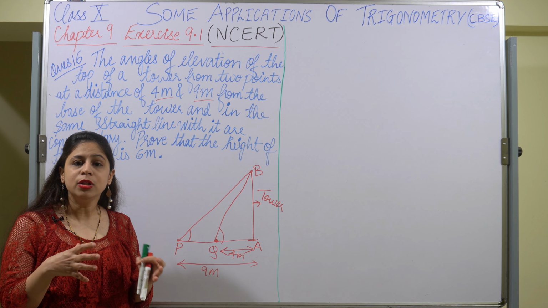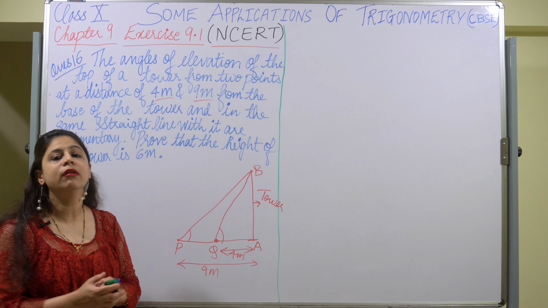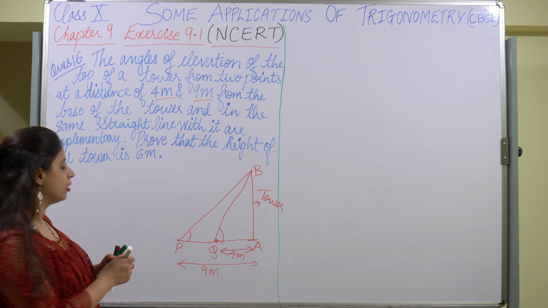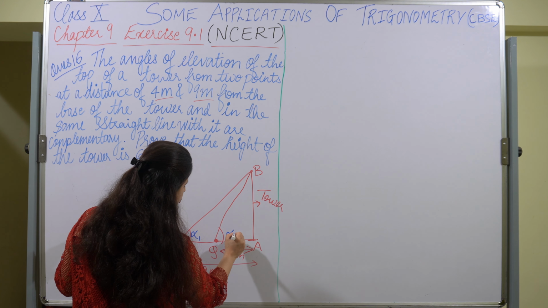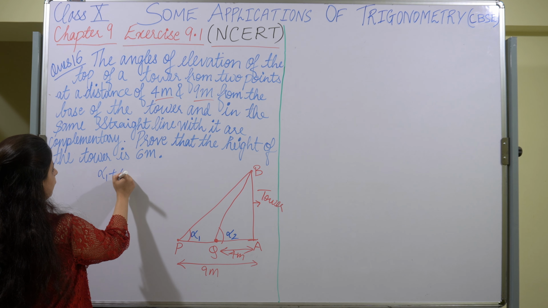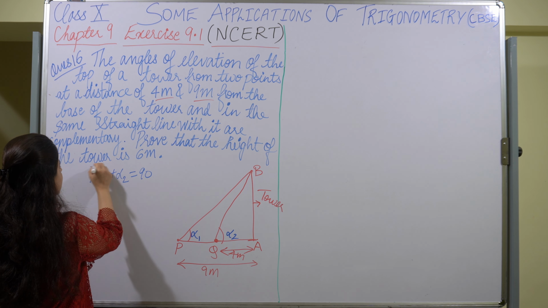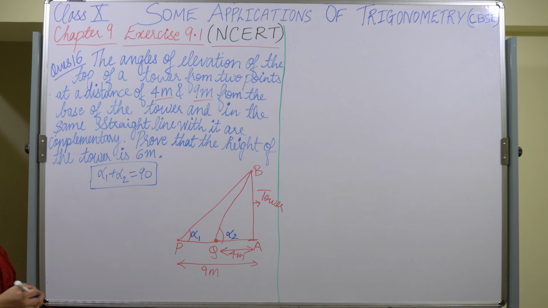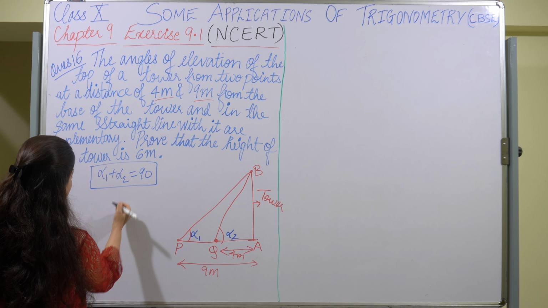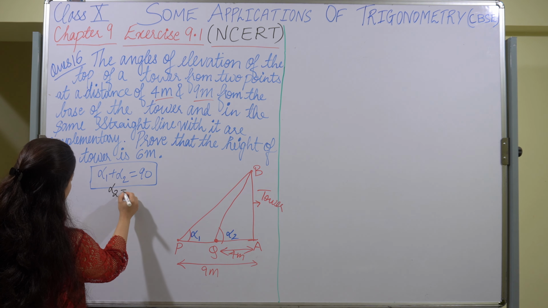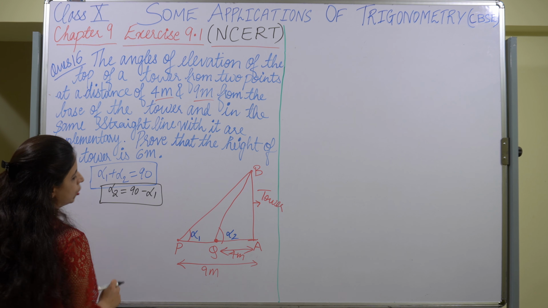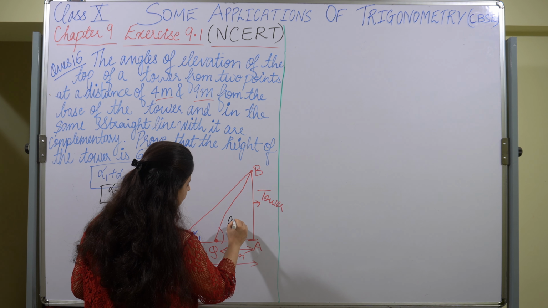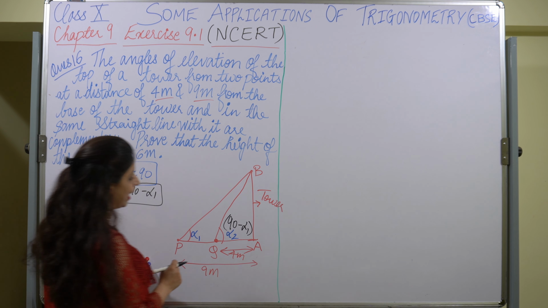That means the sum of the angles here is equal to 90 degrees. If I take the angles to be alpha 1 and alpha 2, then alpha 1 plus alpha 2 will be equal to 90 degrees. This is the meaning of complementary. So alpha 2 will be 90 minus alpha 1. So in the place of alpha 2, I can easily write 90 minus alpha 1. So these are my angles.